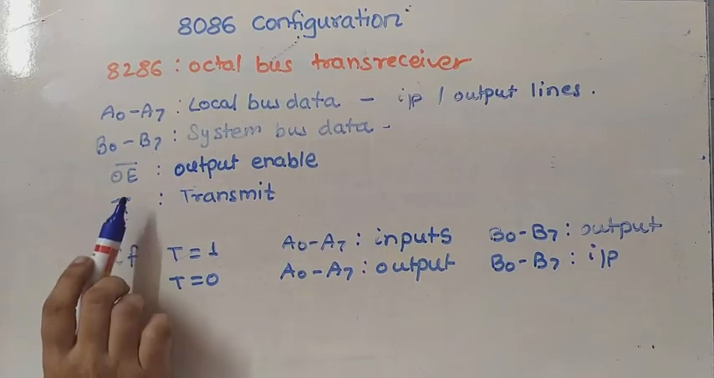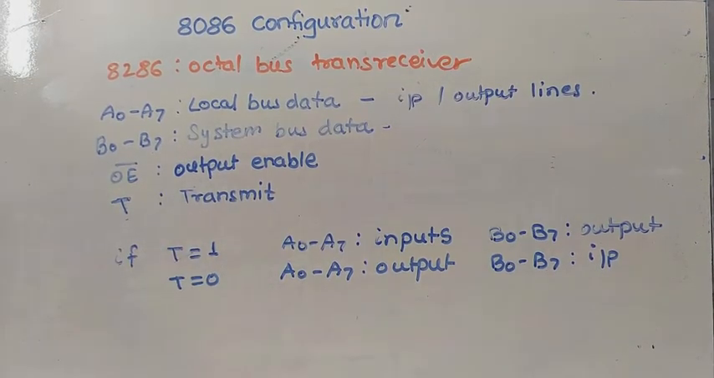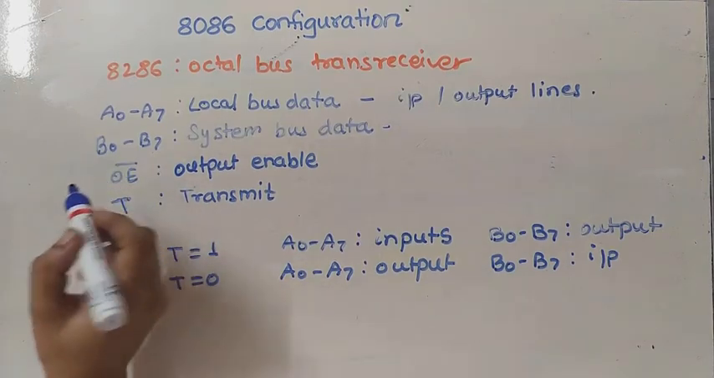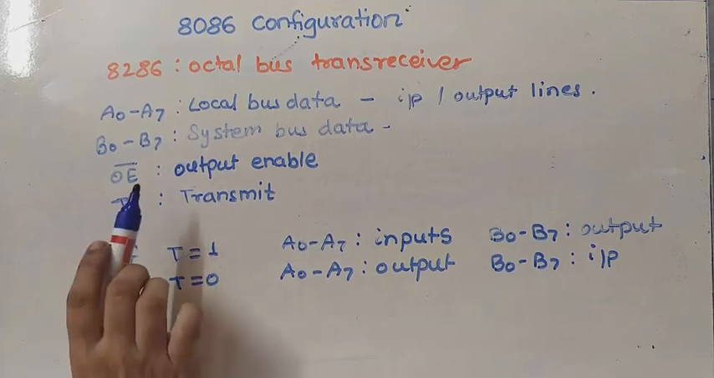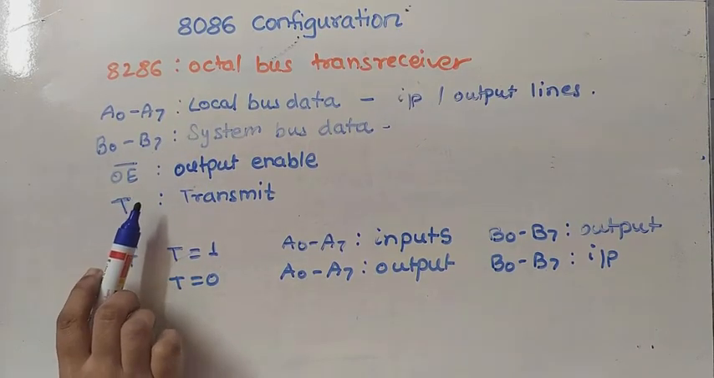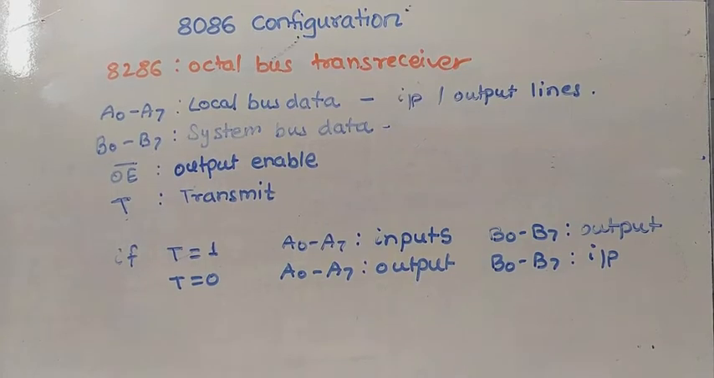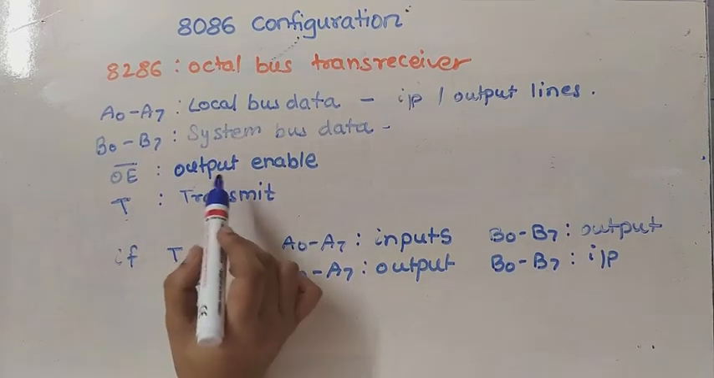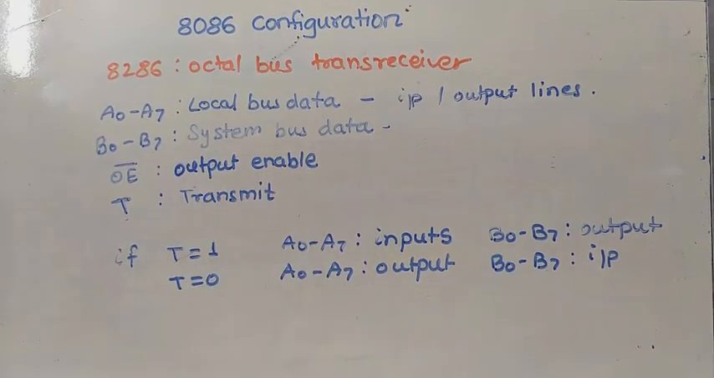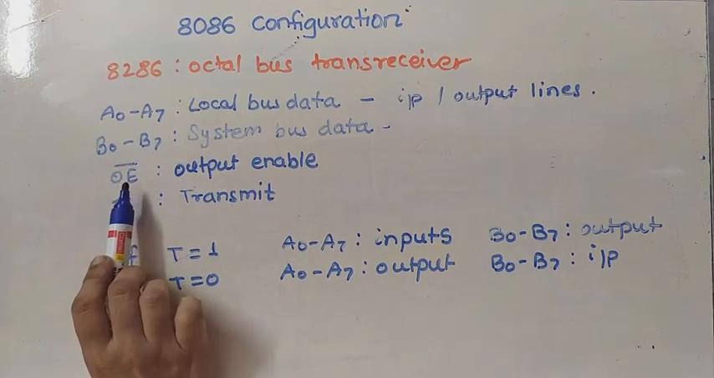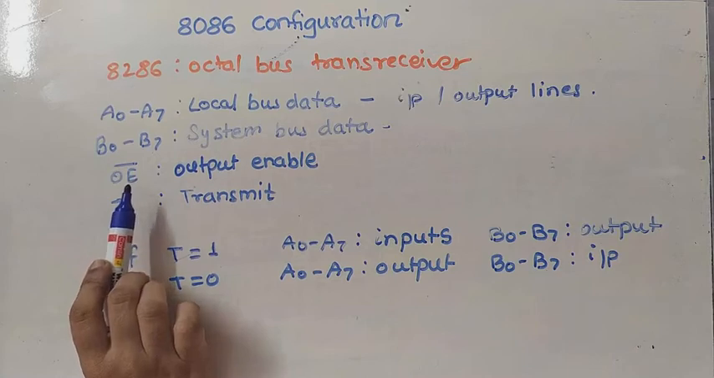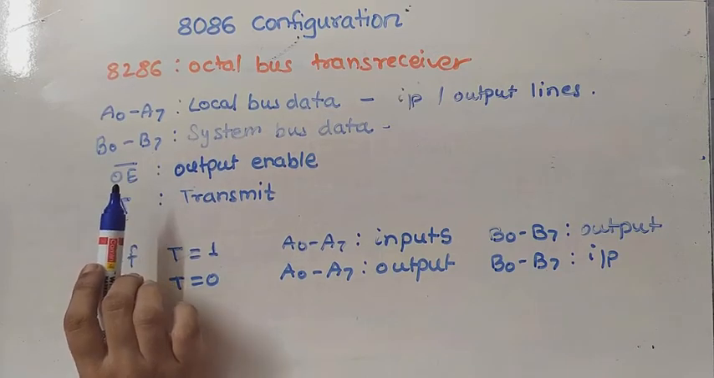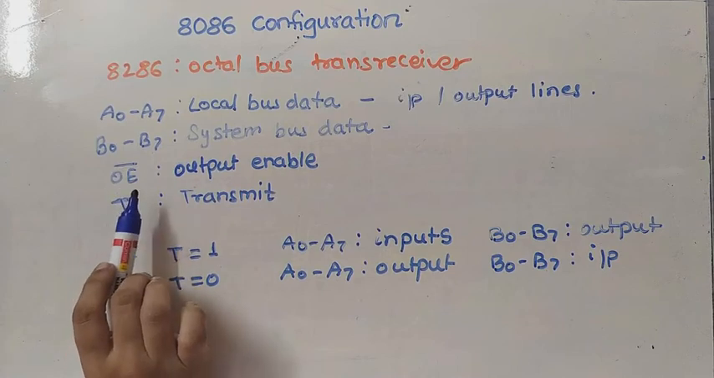Next is output enable. This is active low, so the bar indicates it is an active low input of 8286. It is used for enabling the appropriate driver to put the data on the respective bus. Means to enable the driver, this output enable line is used. So if OE bar is equal to 1, that is inactive, then the outputs will be in high impedance or tri-state.